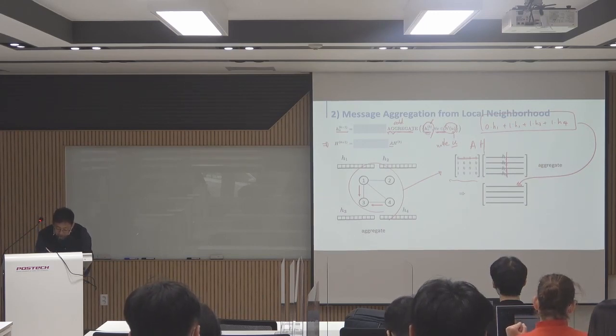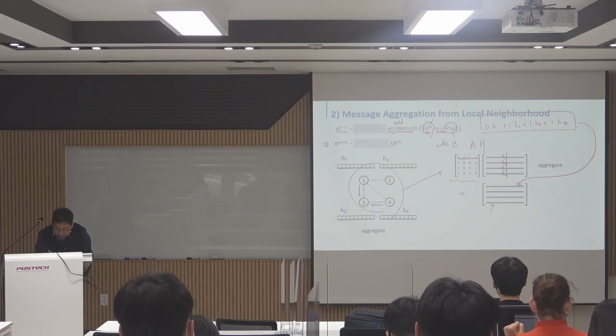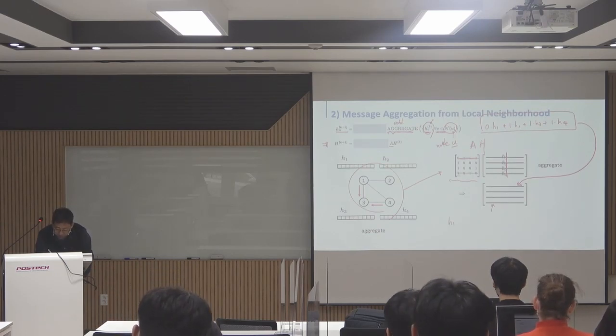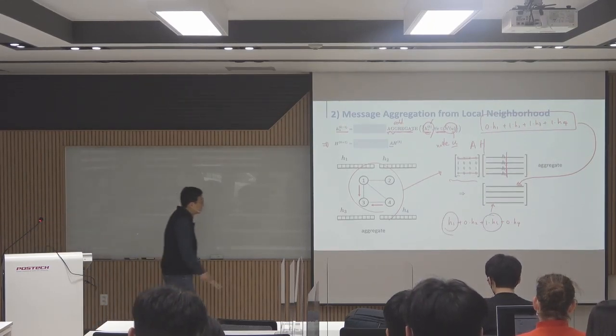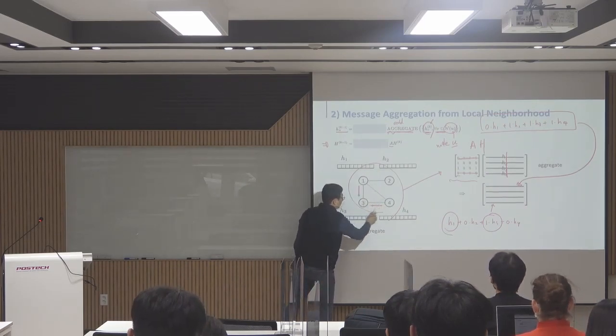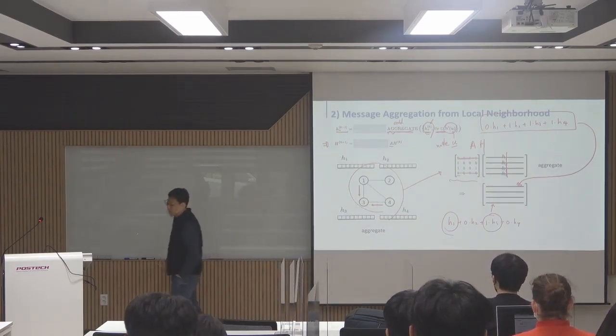And for this guy, for example, we're gonna do this. So h of 1 plus 0 h of 2 plus 1 h of 3 plus 0 h of 4. So we only gonna take the first and third, right?